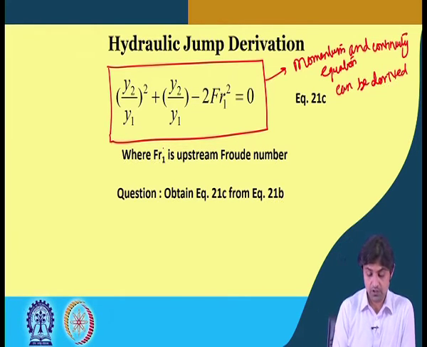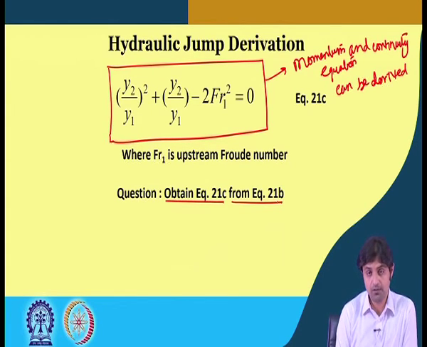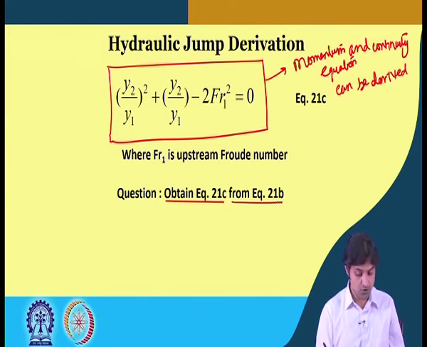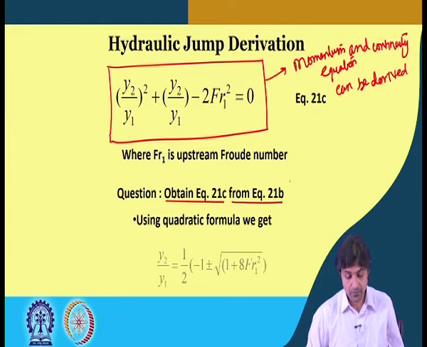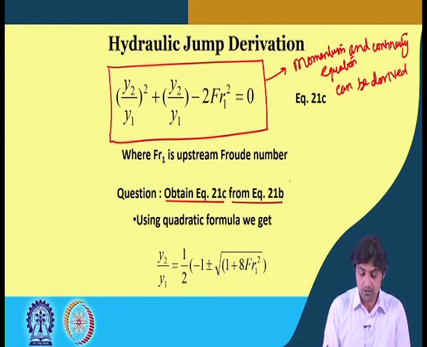So, there is a question which says obtain equation 21c from equation 21b. All right. So, very simple, I have showed you most of the steps before here in this lecture. How to do that? You have to just do some rearrangement. So, you try this at home and we can discuss that.